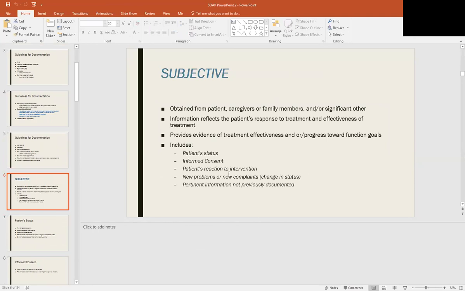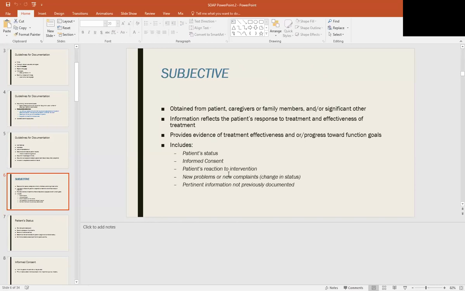It'll also help provide evidence if treatment is affected or if they're progressing towards their goals. So this can include the patient's status, informed consent. That is something that you guys have already been working on getting when you've been in your lab practicals. The patient's reaction to the intervention. So they may mention that an exercise that you gave them last treatment made them sore, made their pain worse, or maybe even made it feel better.